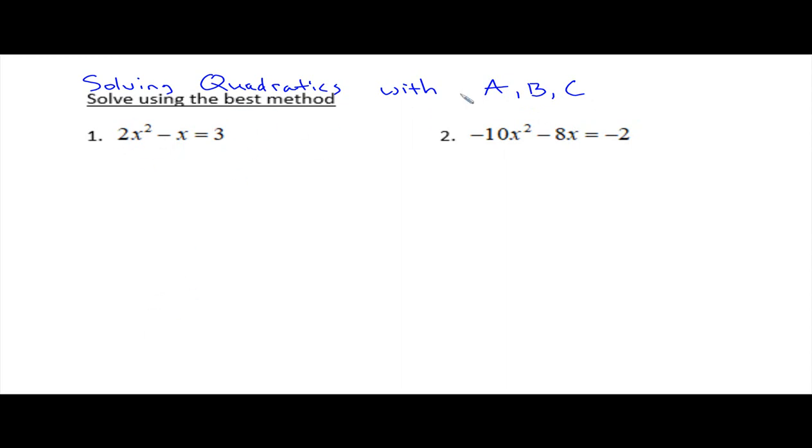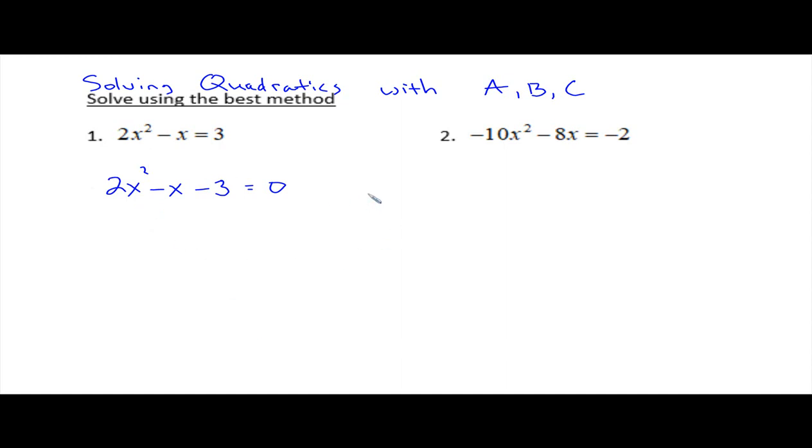So when you're solving problems with a, b, and c, the first thing you want to do is set the problem equal to 0. So 2x squared minus x, I'm subtracting 3 on both sides, so I get the problem to equal 0. The next step, you want to make sure that a is positive, and also you want to see if there's a GCF that you can take out. So in this problem here, a is already positive, and I don't see a GCF that I can pull out. So a is positive, no GCF, I move on to the next step.